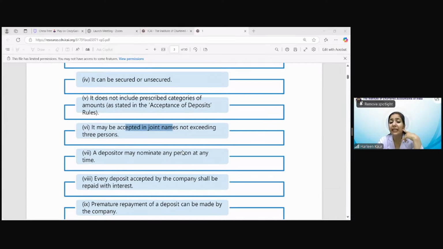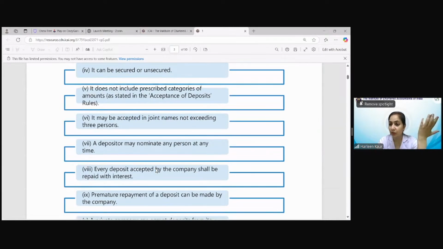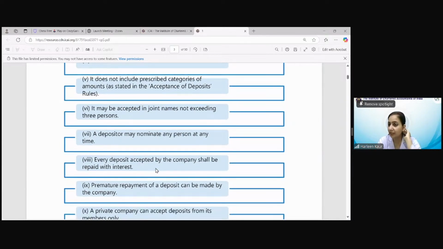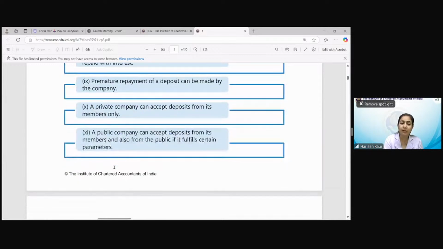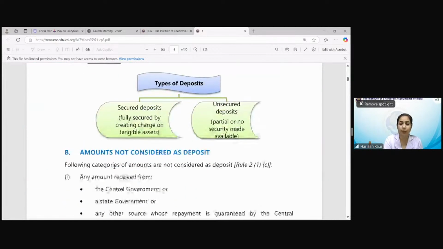Depositor will nominate any person at any time so that if he is not there, it is a kind of FD, fixed deposits that you're taking. So the company also takes certain deposits and tries to give interest to the members. Every deposit shall be repaid with the interest. Premature repayment can be made by the company. Private company can accept deposits only from members, but public company we have already told.